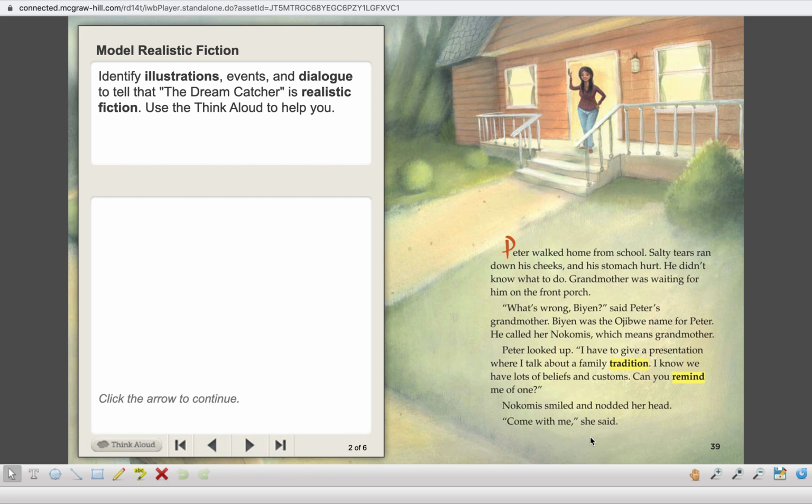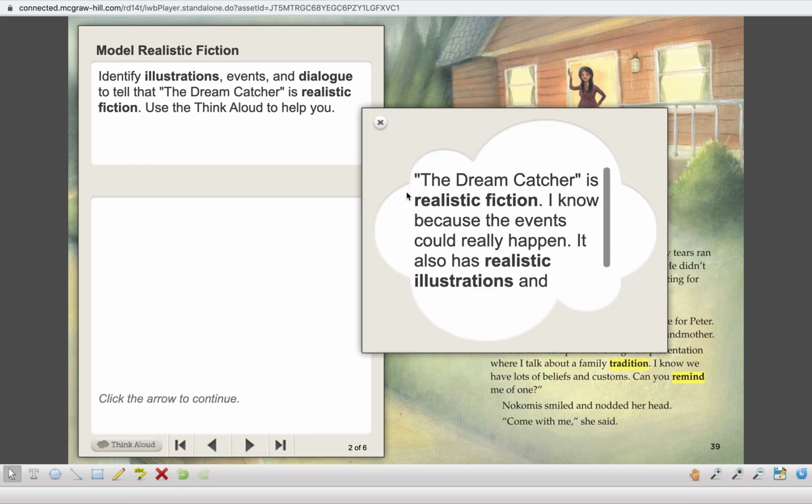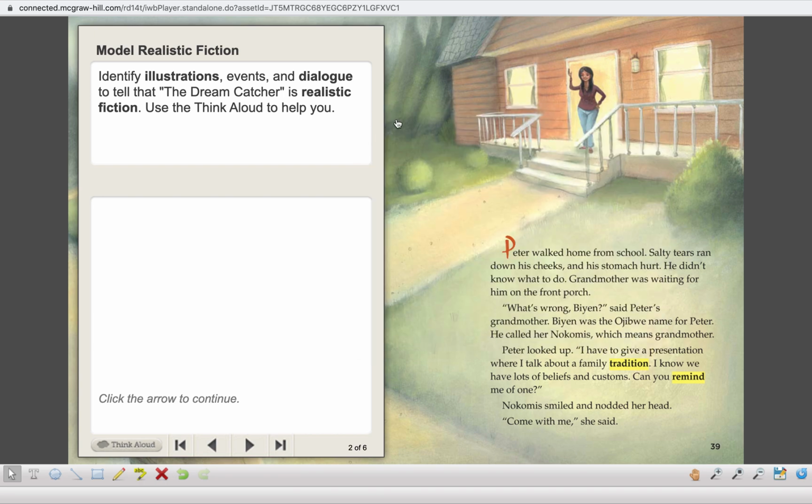Let's look at the illustrations that tell you that this is a realistic fiction. Okay, it has realistic illustrations here. Does that look like that could be a real house with a real grandma? Yeah, it's got a realistic illustration. So that can help us know what our genre is.